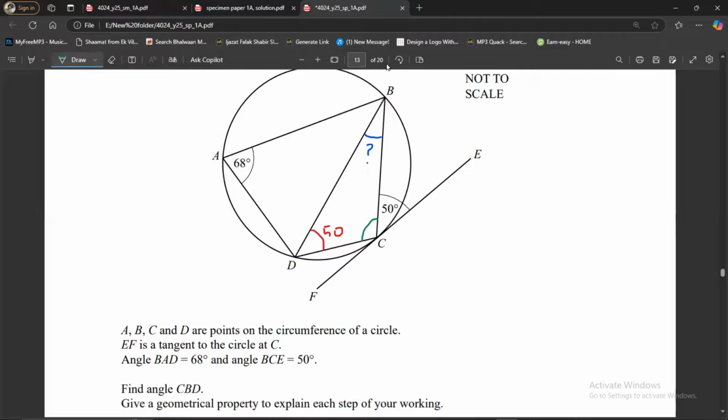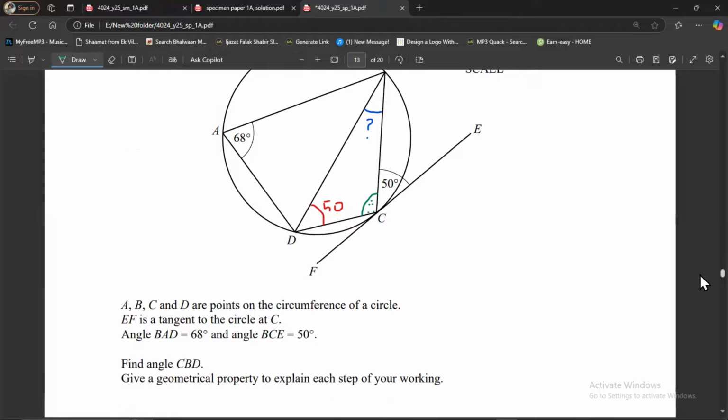Can you see the ABCD? ABCD is a cyclic quadrilateral, and angle A, which is 68, and the angle at C are angles in the opposite segment, and they are supplementary. The angles in the opposite segment are supplementary. So from 180, I will subtract 68, and I will get this angle. And once I know this angle, in this triangle I know these two angles. I can find this because the sum of the internal angles of a triangle is 180. So do you understand what I'm saying?